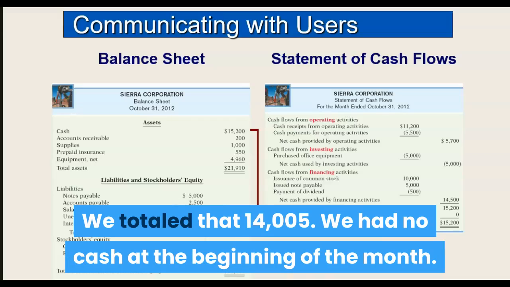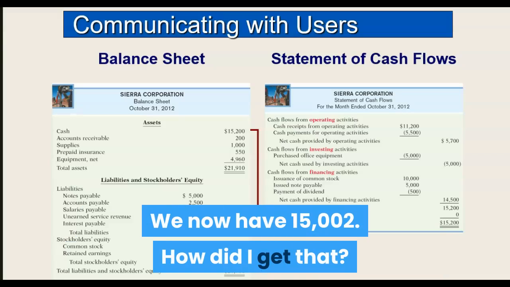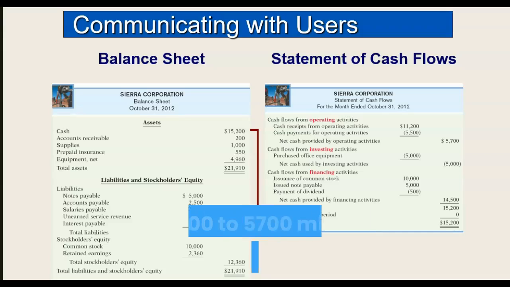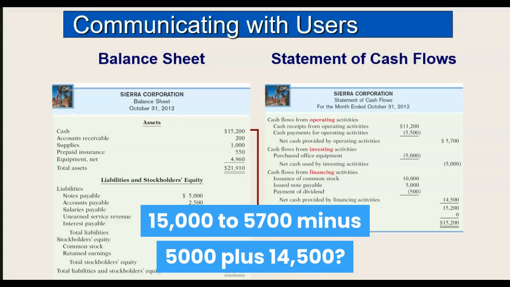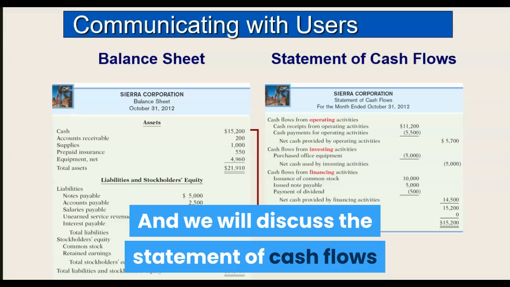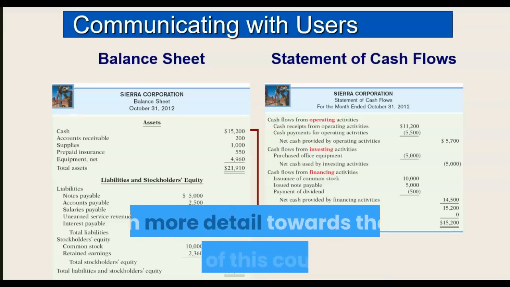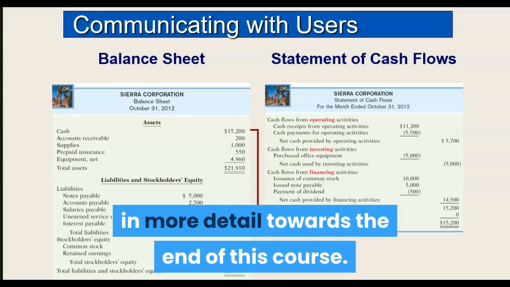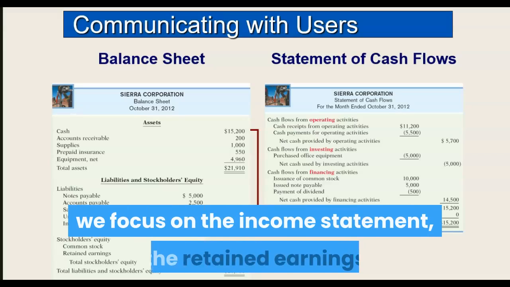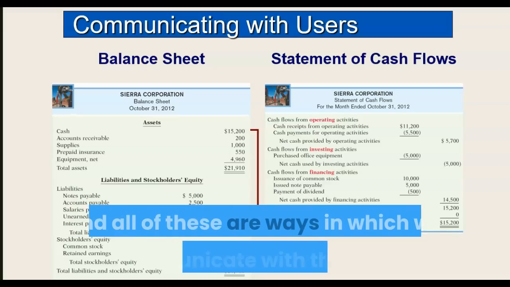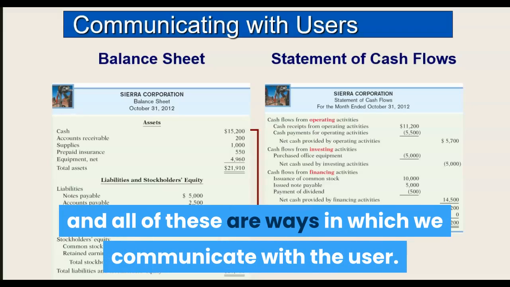We totaled that. It's $14,500. We had no cash at the beginning of the month. We now have $15,200. How did I get that $15,200? $5,700 minus $5,000 plus $14,500. And we will discuss the statement of cash flows in more detail towards the end of this course. To begin this course, we focus on the income statement, the retained earnings, and the balance sheet. And all of these are ways in which we communicate with the user.